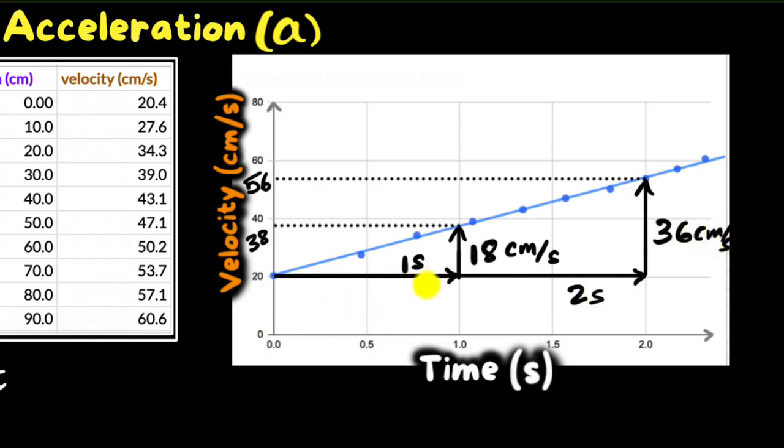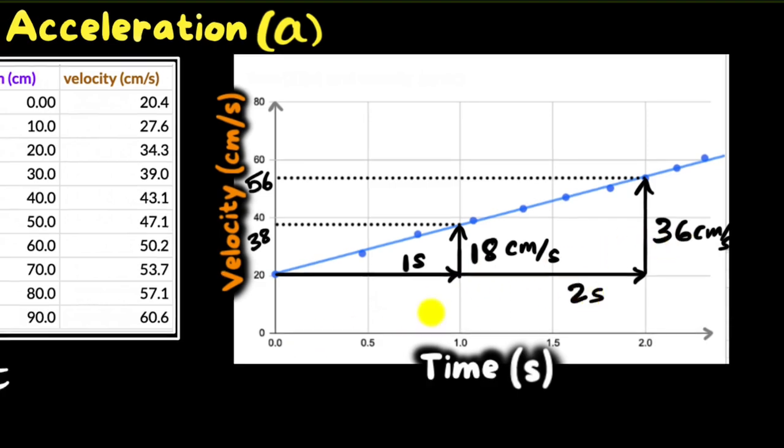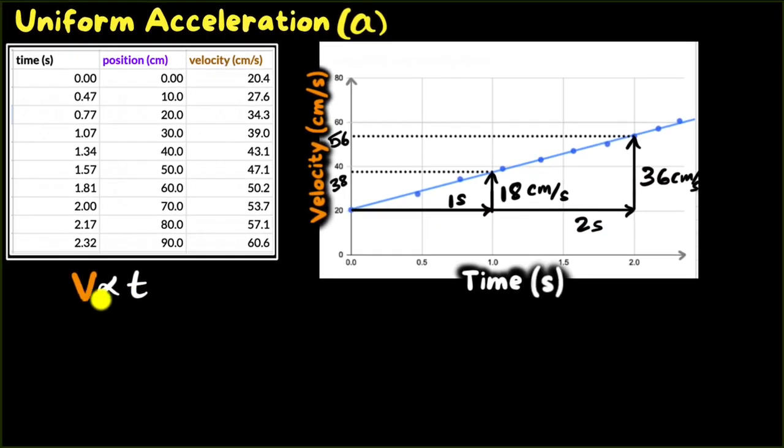And now you can clearly see that when the time changed by a factor of 2, look, the velocity also changed by a factor of 2. If the time had changed by a factor of 3, the velocity would have changed by a factor of 3, and so on and so forth. That's what it means to be proportional. When one quantity changes by some factor, the other quantity also changes by the same factor.